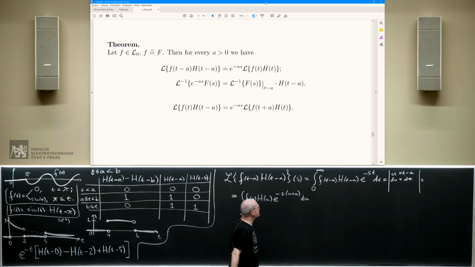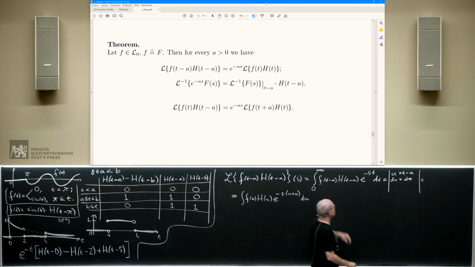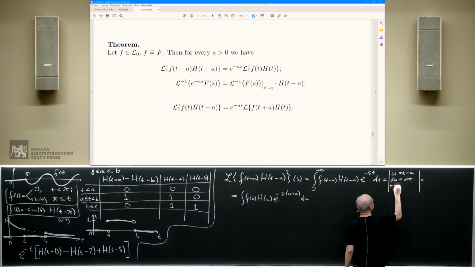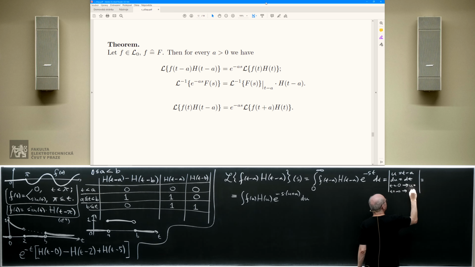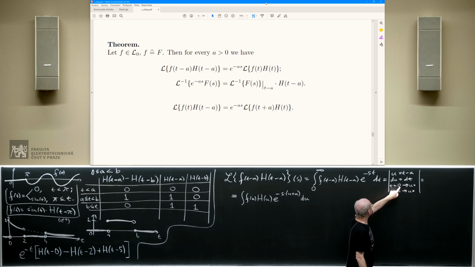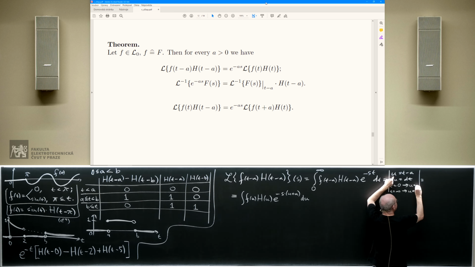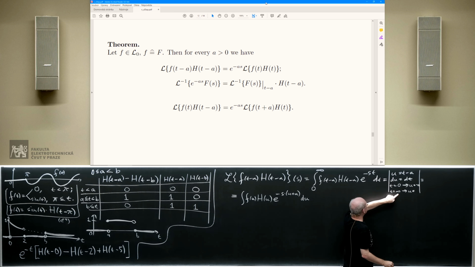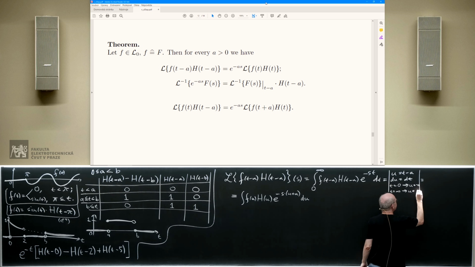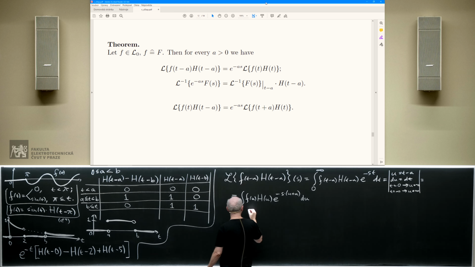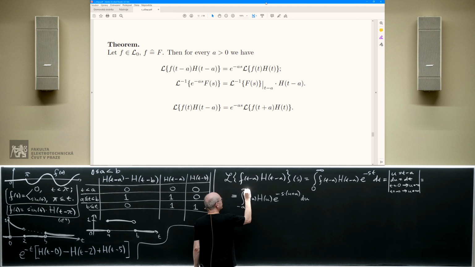This is also easy. And finally, we should change the limits. So for t, we have limits 0 and infinity. And then from that, using our formula, if t is 0, then u is negative a. And if t is infinity, then infinity minus a is infinity again. So my new integral goes from negative a to infinity.